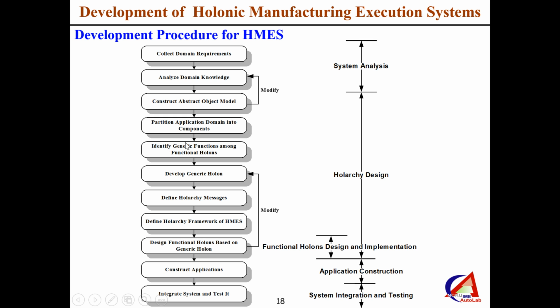So you need to, and of course, for an object-oriented system, we always try to enlarge the generic portion. So we need to identify the generic functions among functional holons so that we can use inheritance to simplify the design. And then, of course, we will design the generic holon and then design a Holonic messaging. That is the framework messaging.